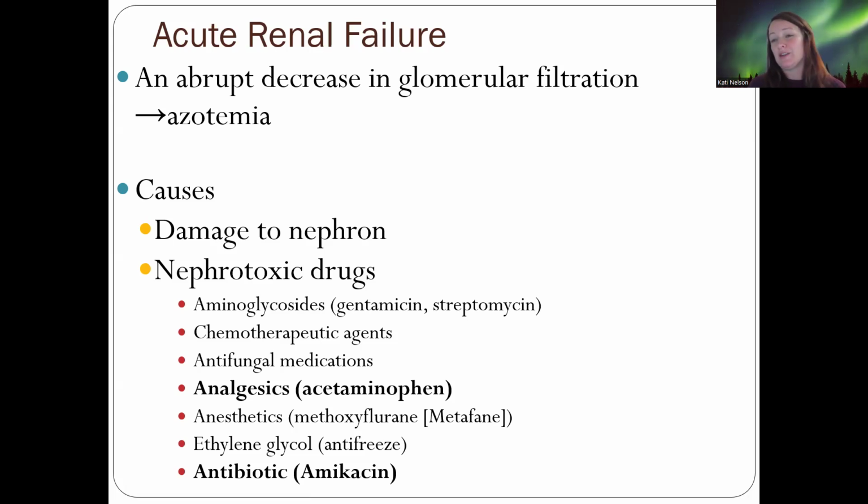Ethylene glycol, so antifreeze. We will talk about this in toxicology, but ethylene glycol, that antifreeze, is really sweet, and so animals tend to be attracted to it. What happens is they will end up drinking it, and it can cause their kidneys to shut down in less than 18 hours. It's really dangerous, especially for kitty cats. Even the tiniest amount on their paw pads and licking it can be very, very dangerous. And then antibiotics, amikacin. This is just a pretty strong antibiotic, so overuse of this could be dangerous.